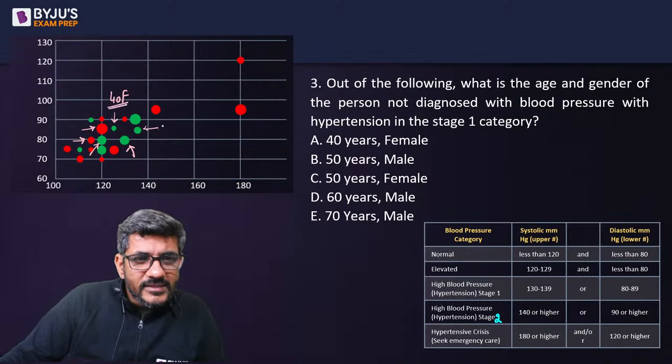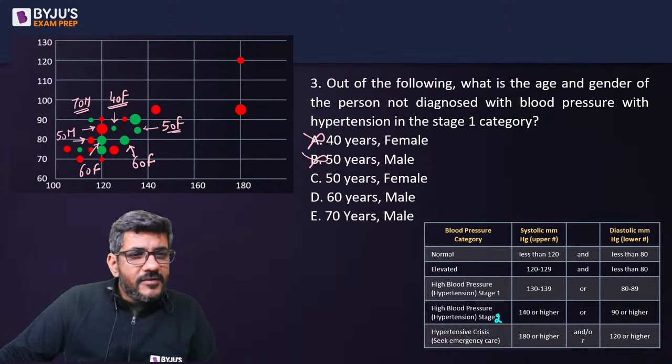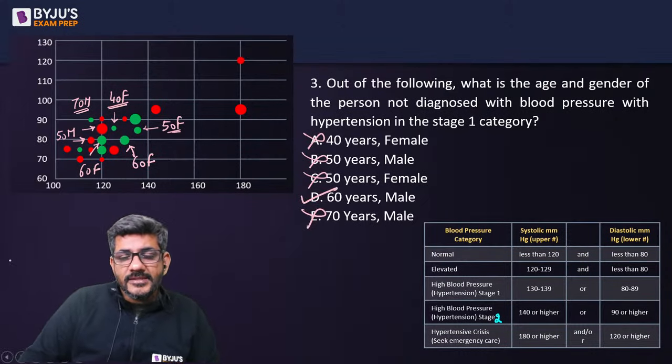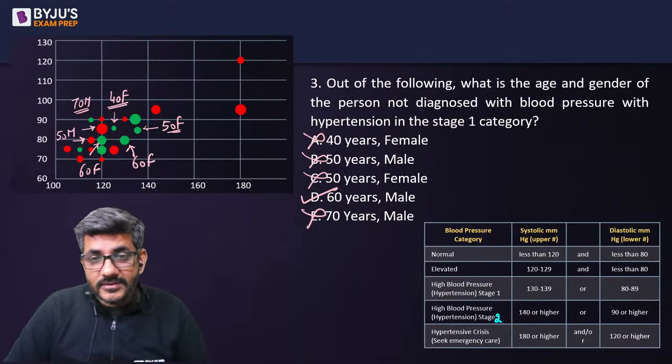And when I look at this dot, this is 50 years female. When I look at this dot, this is 60 years female. This is also 60 years female. When I look at this dot, this is 50 years male. And when I look at this dot, this is 70 years male, right? So I have 40 years female, 50 years male is also there, 50 years female is also there, 60 years male is not there, 70 years male is also there. Yes, option D is the one which is not in that category. So therefore my answer is option D for this.